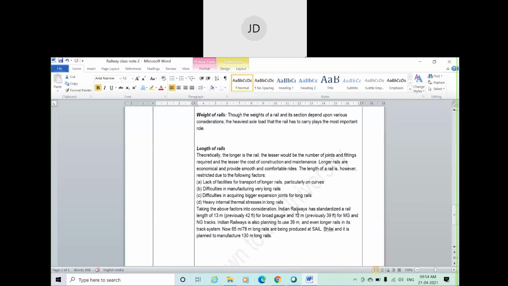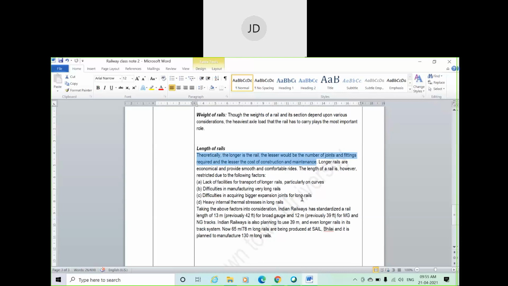Now, the standard length of rail. Theoretically, the longer the rail, the lesser would be the number of joints and fittings required, and the lesser the cost of construction and maintenance. Have you got this idea? Theoretically, the longer the rail, the lesser will be the number of joints.